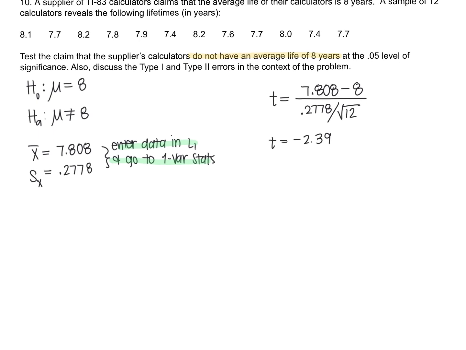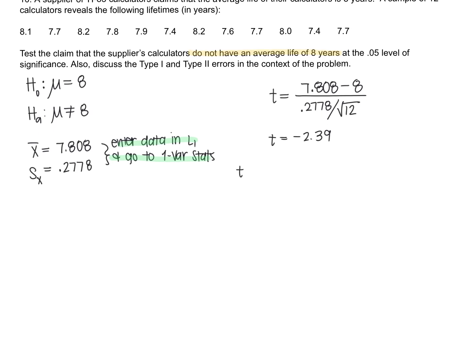So because we calculated a t-test statistic, that means to get our p-value, we have to go to t-CDF. And our lower bound is going to be negative 1e99, and our upper bound is negative 2.39. So for t-CDF, remember, the sign of your test statistic matches which 1e99 you use. So negative test statistic, negative 1e99. Positive test statistic, positive 1e99. And then our degrees of freedom, so it's still sample size minus 1. In this case, that would be 11.